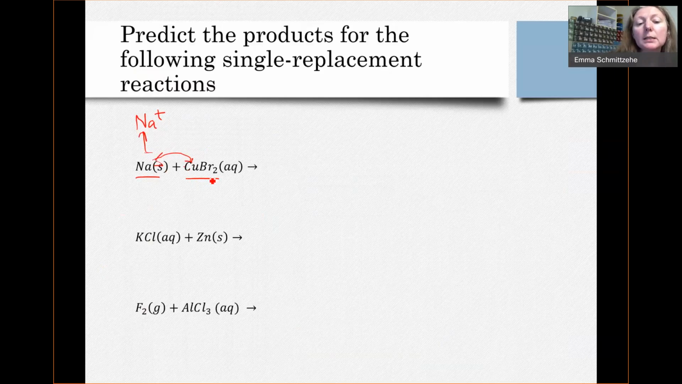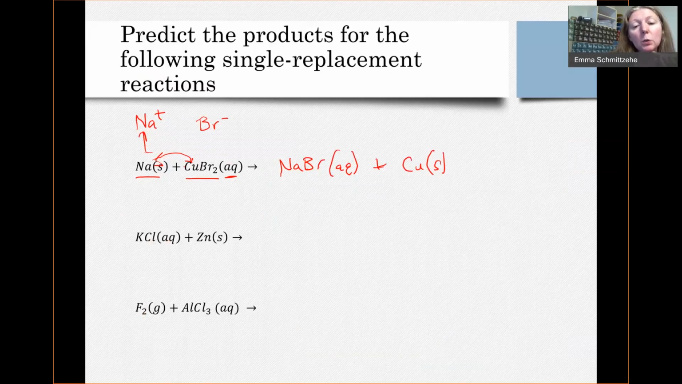But when it swaps places, that means the sodium ion needs to combine with the bromine as an ion, and bromine as an ion is Br-. So if I put together the Na+ and the Br-, then I get sodium bromide, NaBr. And that ionic compound, since we're in solution, because the initial compound's in solution, is also going to be aqueous. Then I would have the copper now by itself, neutral, so it would just be Cu solid. So the metals are swapping out with one another.